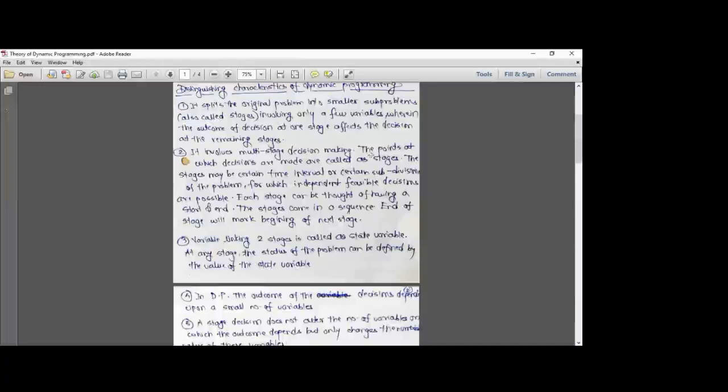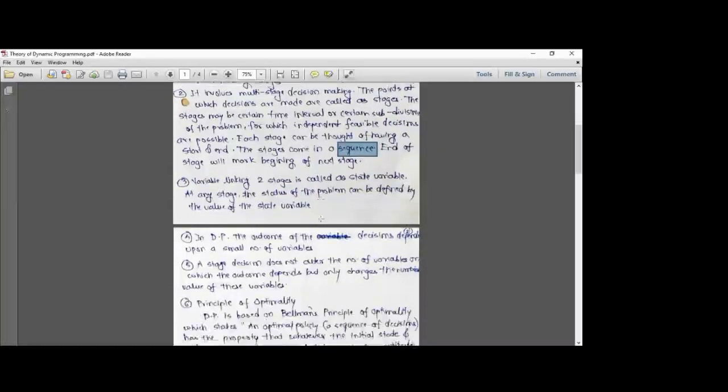Why are there stages? Because at these particular stages we are able to take independent feasible decisions. Each stage will have a start and end point, and the stages will have a proper sequence. The end of this stage will be the beginning of your next stage, right?